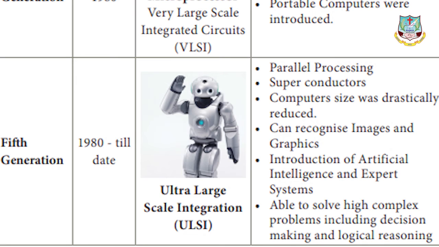Superconductors are used. Computer size was drastically reduced. In the first generation, those vacuum tubes filled up the whole room. Here, if you see this computer we are using nowadays, it's like a box, right? So that size was drastically reduced in this fifth generation, and this computer can recognize images and graphics also.